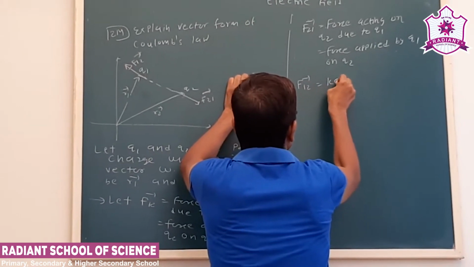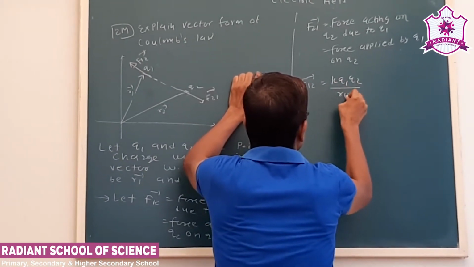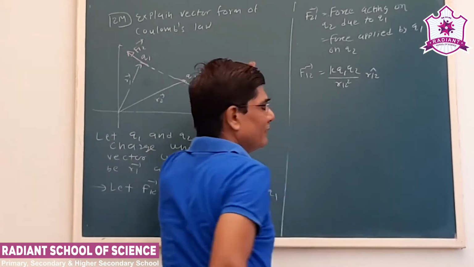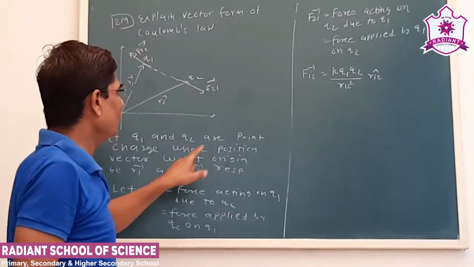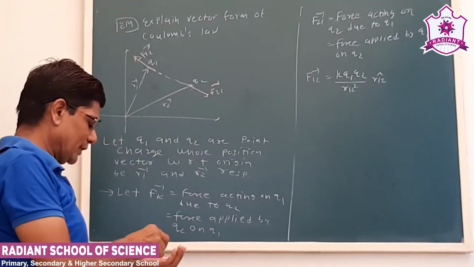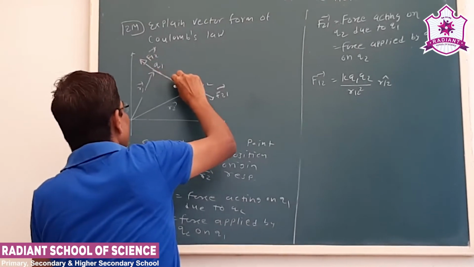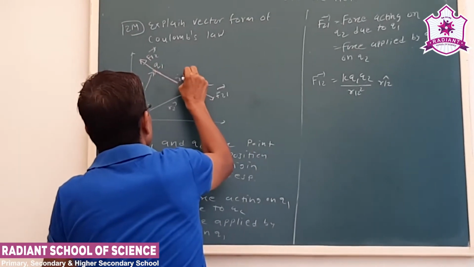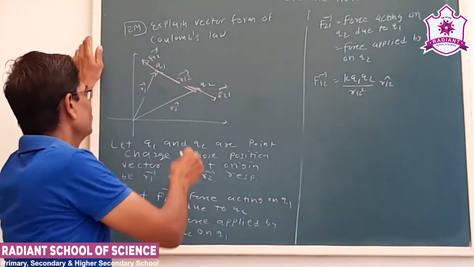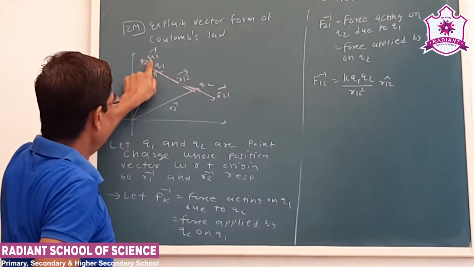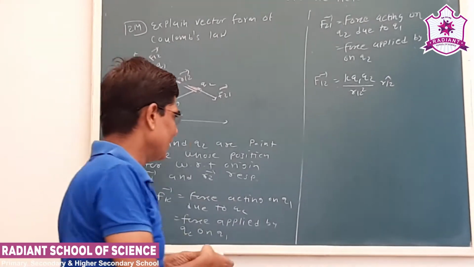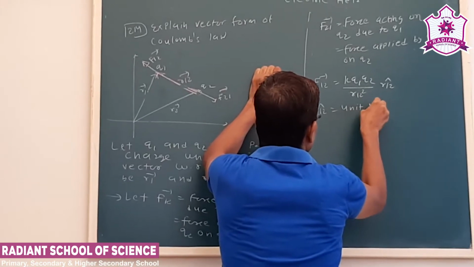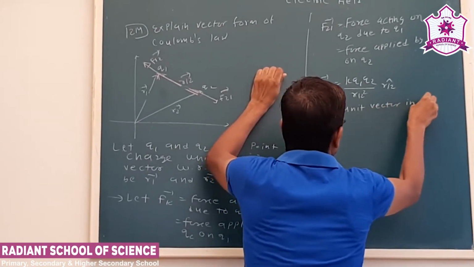F12 is K Q1 Q2 upon R12 square into R12 caret. This is the formula for the Coulomb force between two charges in vector form. This is the formula of F12. Now what is R12 here? R12 caret is a unit vector in the direction of F12. We can see that F12 and R12 caret are in the same direction.